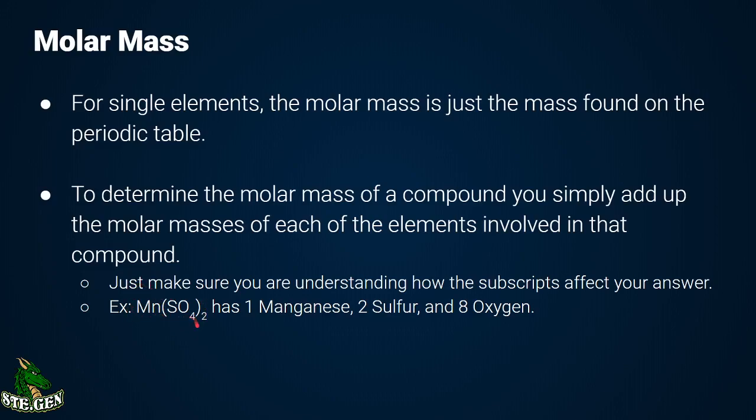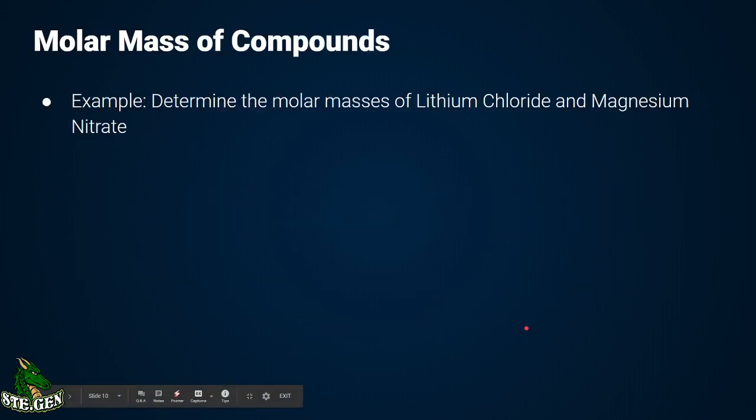So manganese 4 sulfate has 1 manganese, 1 Mn, but this 2 goes to everything that's inside of here. So this is 2 times the invisible 1 that's here with the sulfur, so that's 2 sulfurs. And 2 times 4 of the oxygens is 8 total oxygens. So when you add them up, you have to account for all of those pieces.